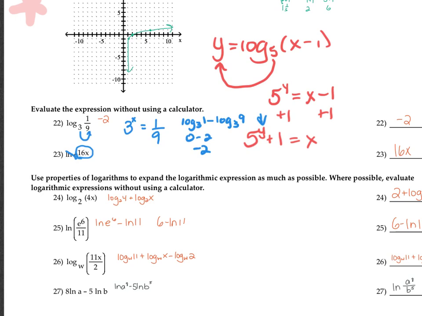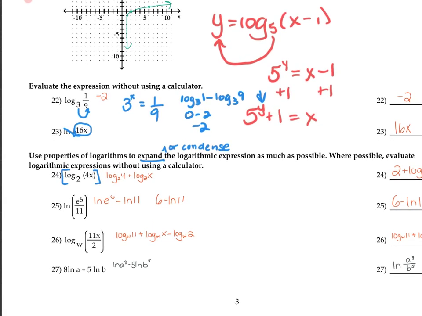Then comes expanding and condensing. So this generator just says expand, but it means expand or condense, and the same thing's going to happen on your test. The directions are the same. It means expand or condense. So if it's already with 1 log, then you're going to expand this out. If it's got more than 1 log, like number 27, then you're going to condense it.